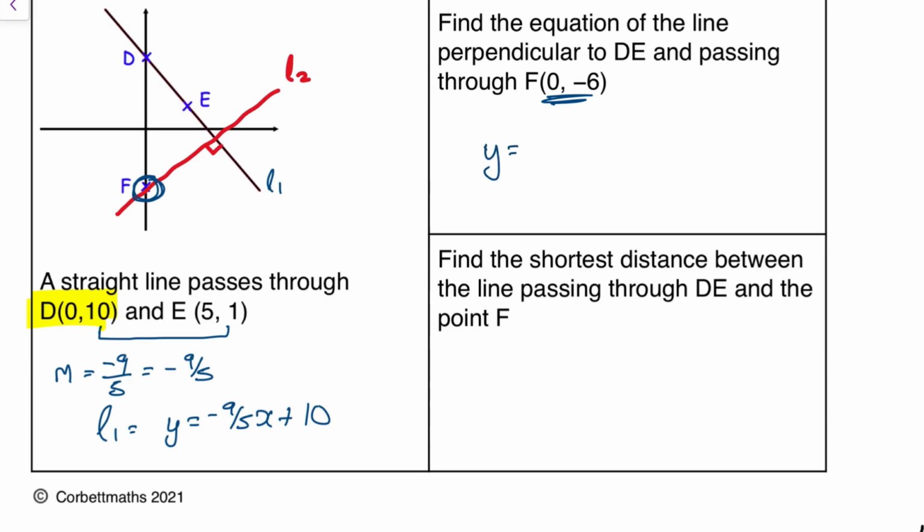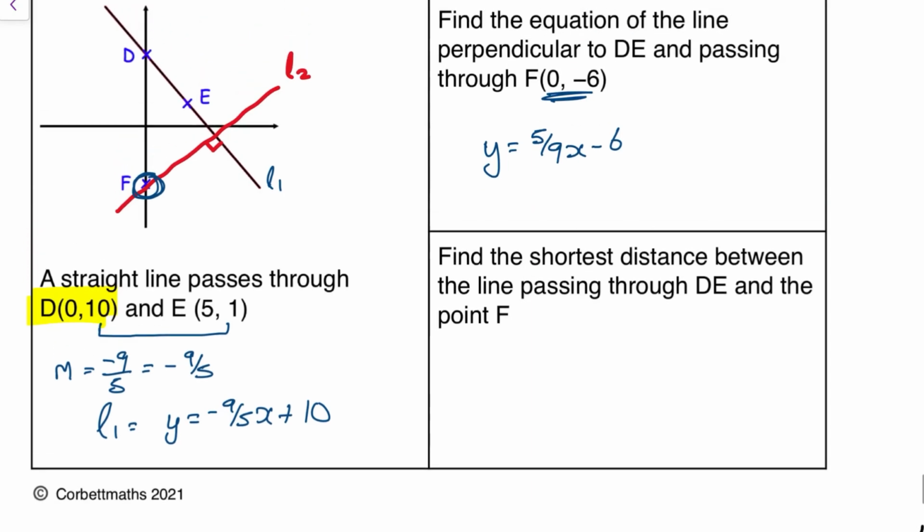It's just going to be y is equal to the negative reciprocal, which is 5/9, times by x, and then take away the c value, which is minus 6. So that's going to be 5/9 x minus 6. Great. Next and final question today.